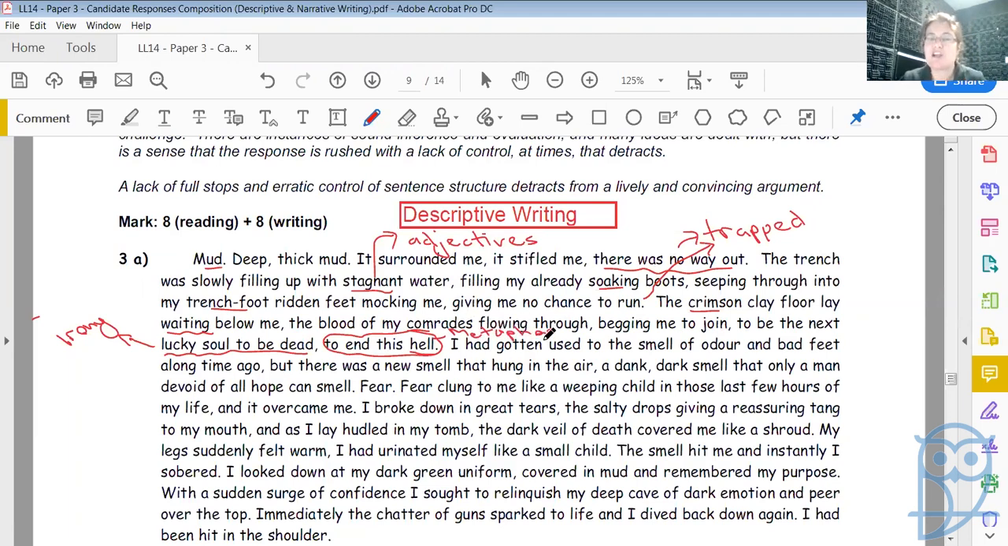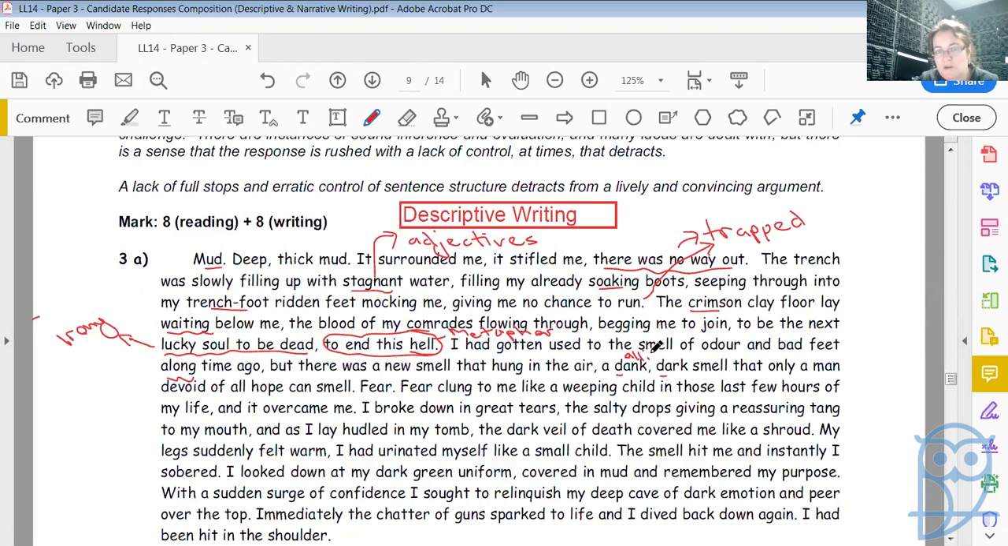Okay. I had gotten used to the smell of odor and bad feet a long time ago. There's a spelling error there. But there was a new smell that hung in the air, a dank, dark smell. Now look at that use of alliteration to emphasize this heavy smell. It's dank, it's dark, and that D sound makes it sound heavy. It's oppressive, okay? So that's how alliteration works.